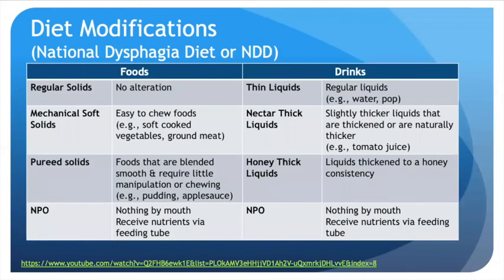A little bit about diet modification. First, the National Dysphagia Diet. With respect to solids, the patient will be either NPO, so nothing by mouth, nil per oral, on pureed solids, mechanical soft solids, or regular solids. With respect to liquids, they are either NPO, on honey-thick liquids, on nectar-thick liquids, or on thin liquids. The descriptions are there for your review. I've also provided a link to an informative YouTube video on the National Dysphagia Diet.